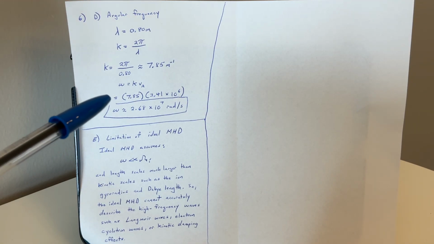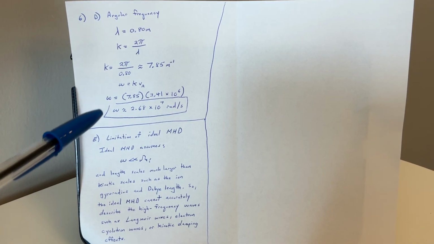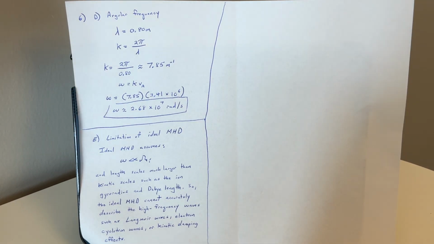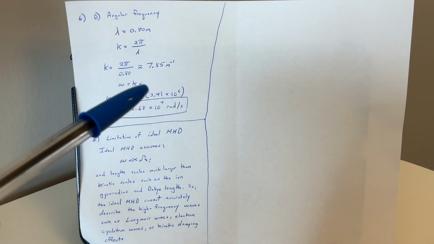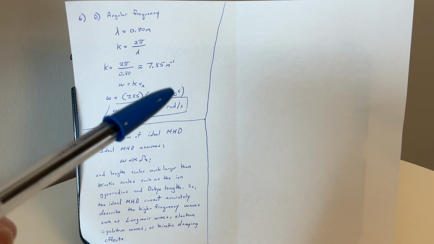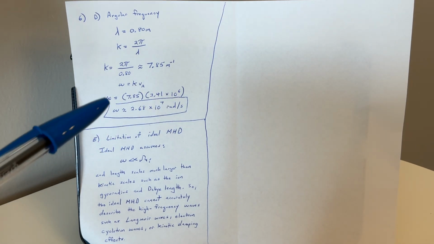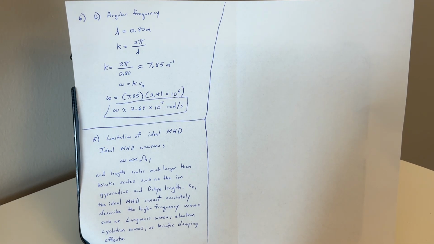Substituting here, omega is 7.85 times the quantity 3.41 times 10 to the 6th. So our omega is approximately 2.68 times 10 to the 7th radians per second for number 6D.